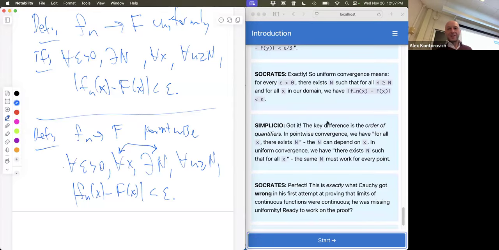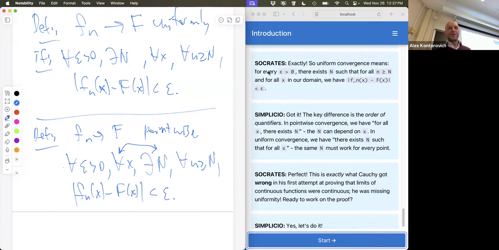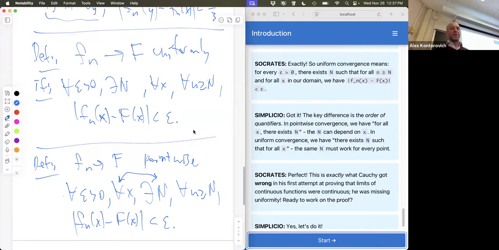So the key difference, right? So uniform convergence means for every epsilon, there's an N, so that for all little n greater than capital N, Fn of x minus F of x is less than epsilon. And you can talk about uniform convergence on a subset, uniformly convergent on 0, 1 or something. We'll just talk about the entire real line for simplicity.